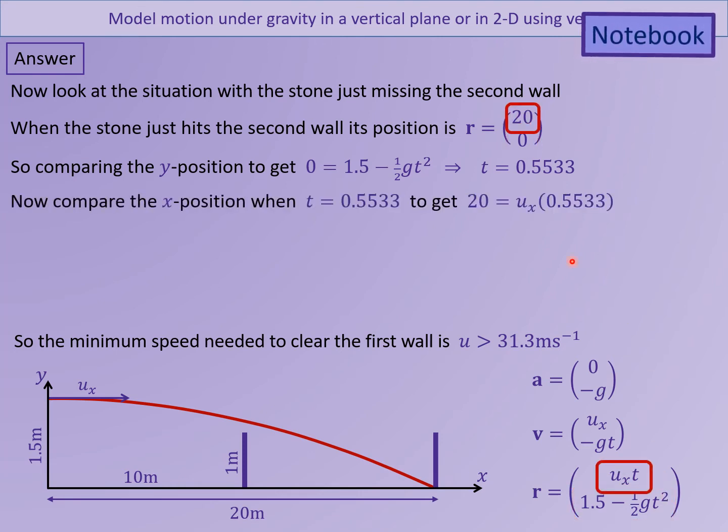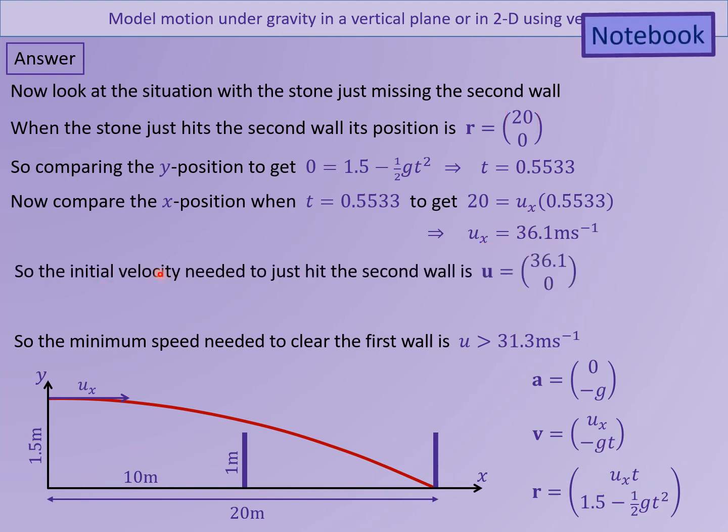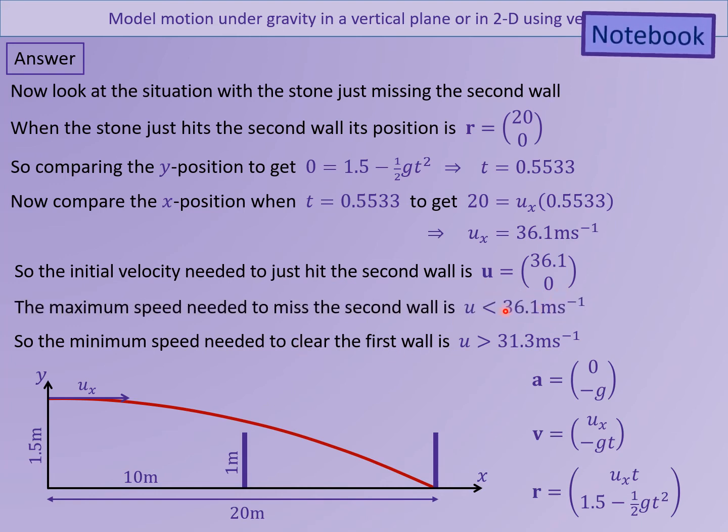And from there I can get my other speed. Okay, 36.1, which I know is a velocity of 36.10, but its final speed is going to be 36.1. If it's exactly 36.1, it will just touch the bottom of that wall. It will literally hit at the bottom of the wall. So it has to be slightly less than that. So any speed between these two values, these two speeds just here, will allow it to clear the first wall but not hit the second one.